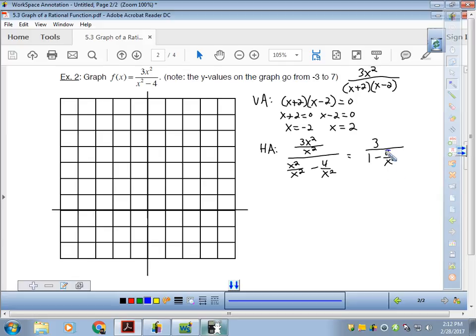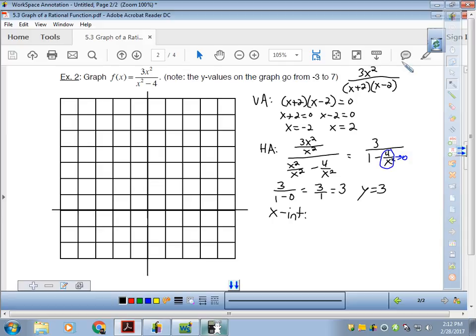This 4 over x squared here, because it still has an x on the bottom, goes to 0. So we're going to have 3 over 1 minus 0, which is 3 over 1, which is just 3. So y equals 3 is going to be my horizontal asymptote.